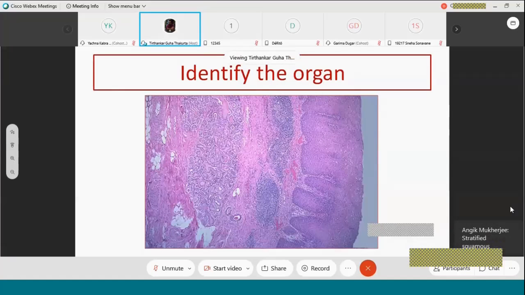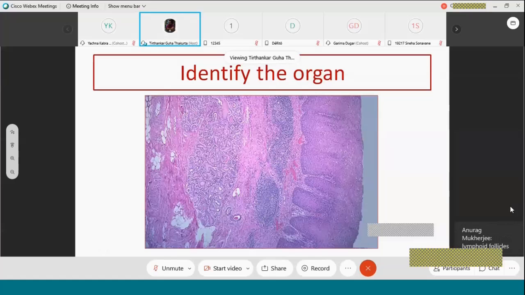Yes, it is also stratified squamous. It looks like skin, only that there is no keratin there. So this is stratified squamous epithelium. Now, below the stratified squamous epithelium, there is a loose area containing some violet dots. What can the aggregates of violet dots be called? What are these? Wonderful. So these are lymphoid follicles or lymphocytes.